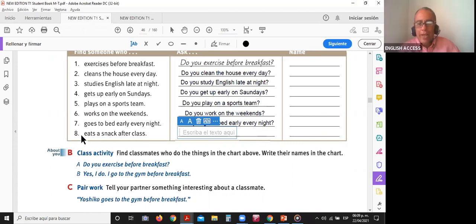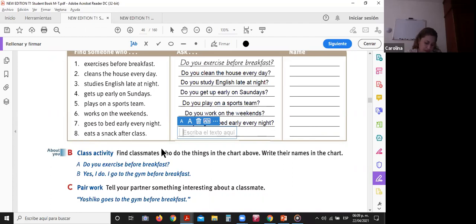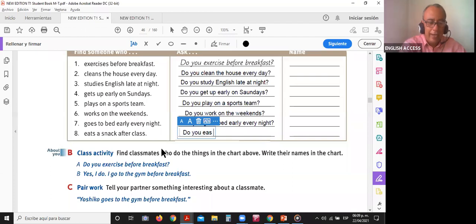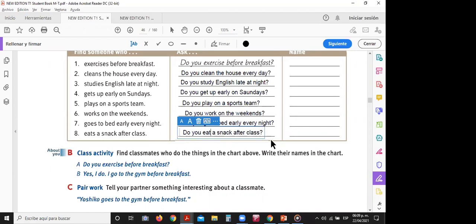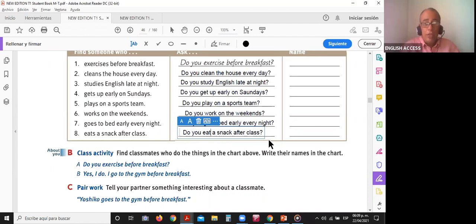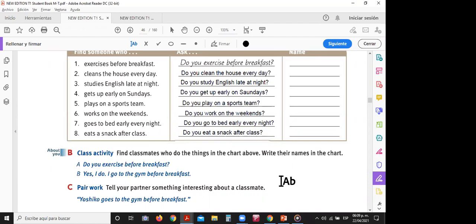And finally, number 8, before we go. Do you eat a snack after class? Maybe mango with sauce. Maybe some jicamas with chile piquín. Or an apple, yes. With a little bit of chamoy, no?